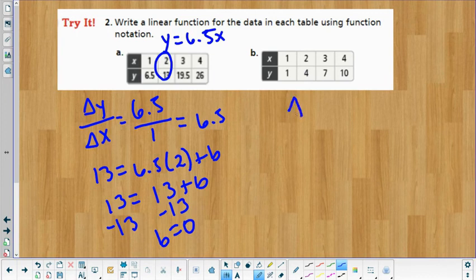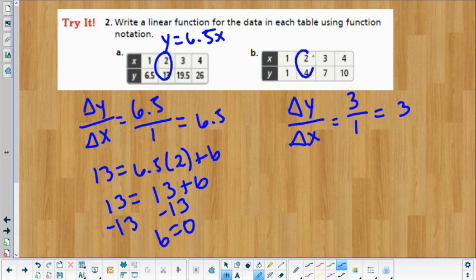Okay, this one over here, my change in my y over my change in my x. So each time I'm adding 3. And on the top, I'm adding 1. So my slope is 3. Make sure you're doing y over x. Okay, I can pick any point I want. I'm going to choose 2, 4.